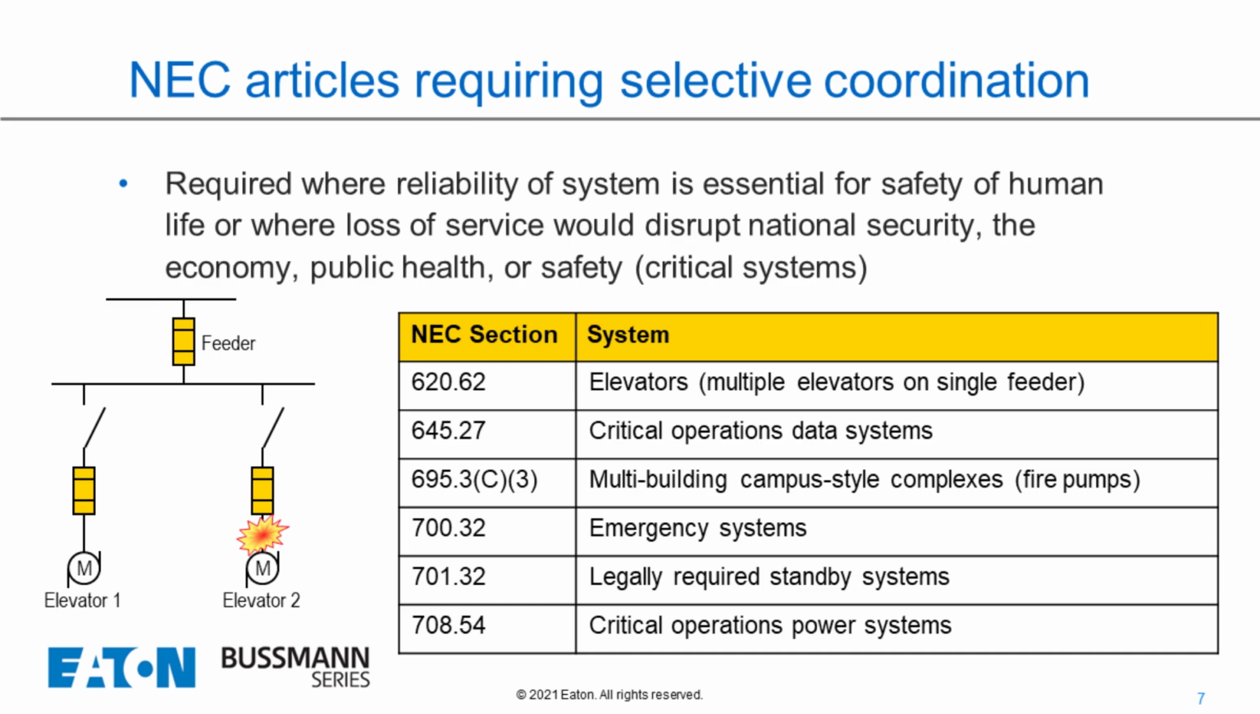All right, so where does the National Electrical Code require selective coordination? And that's the key. So in Article 620.62 with elevators, Article 645.27 for critical operating data systems, 695 for multi-building campus style, basically for fire pumps that we're looking at. Then we look into the emergency system type deals, which is Article 700.32, talks about emergency systems. And then you've got legally required standby systems, which is Article 701. And then finally, we come into 708.